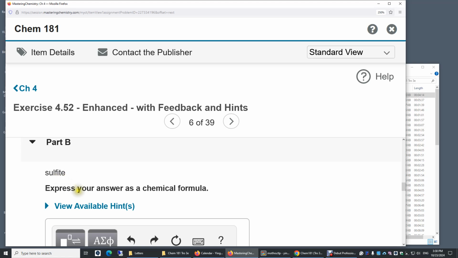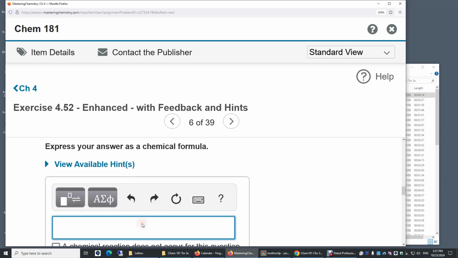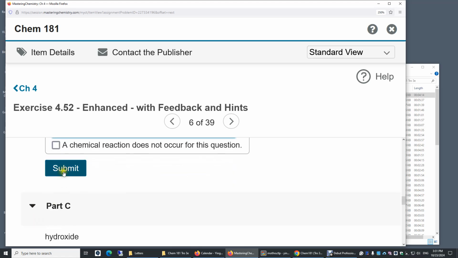Sulfite. We have sulfate versus sulfite. Sulfate, ATE, that's SO4 with 2- charges. This is sulfite, SO3 with 2- charges. Alright, so it's SO3 with 2- charges. Beryllium has 2+ charges, so it's balanced.